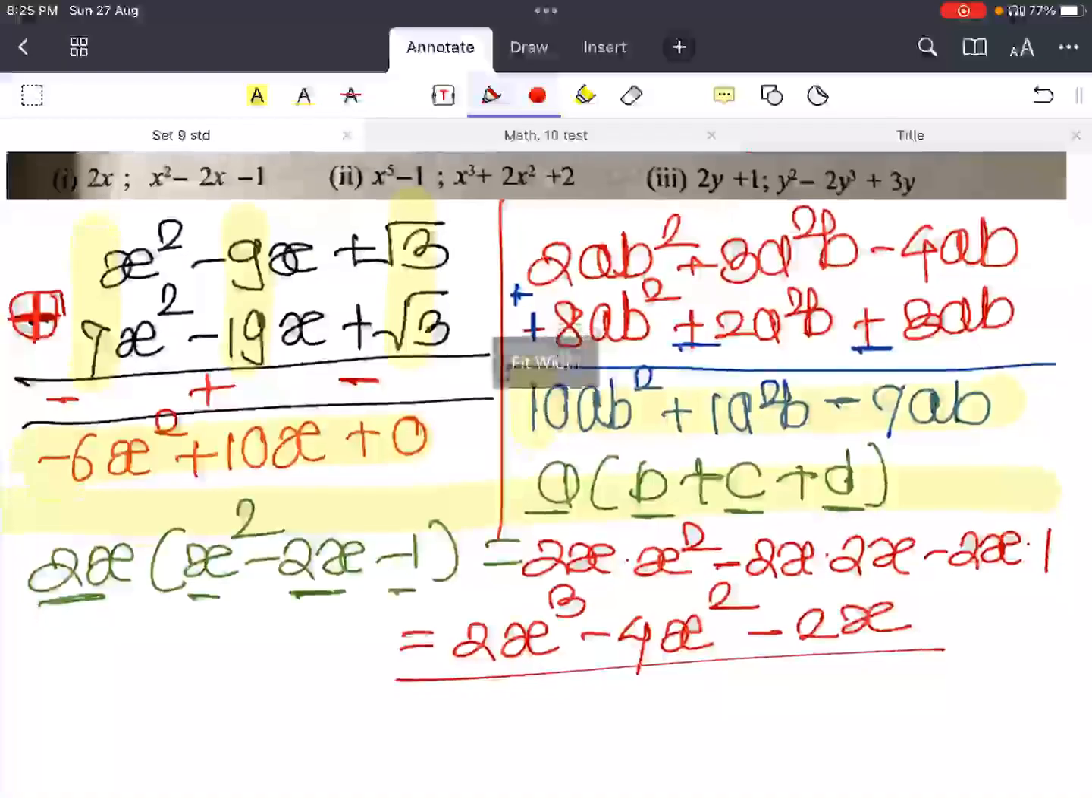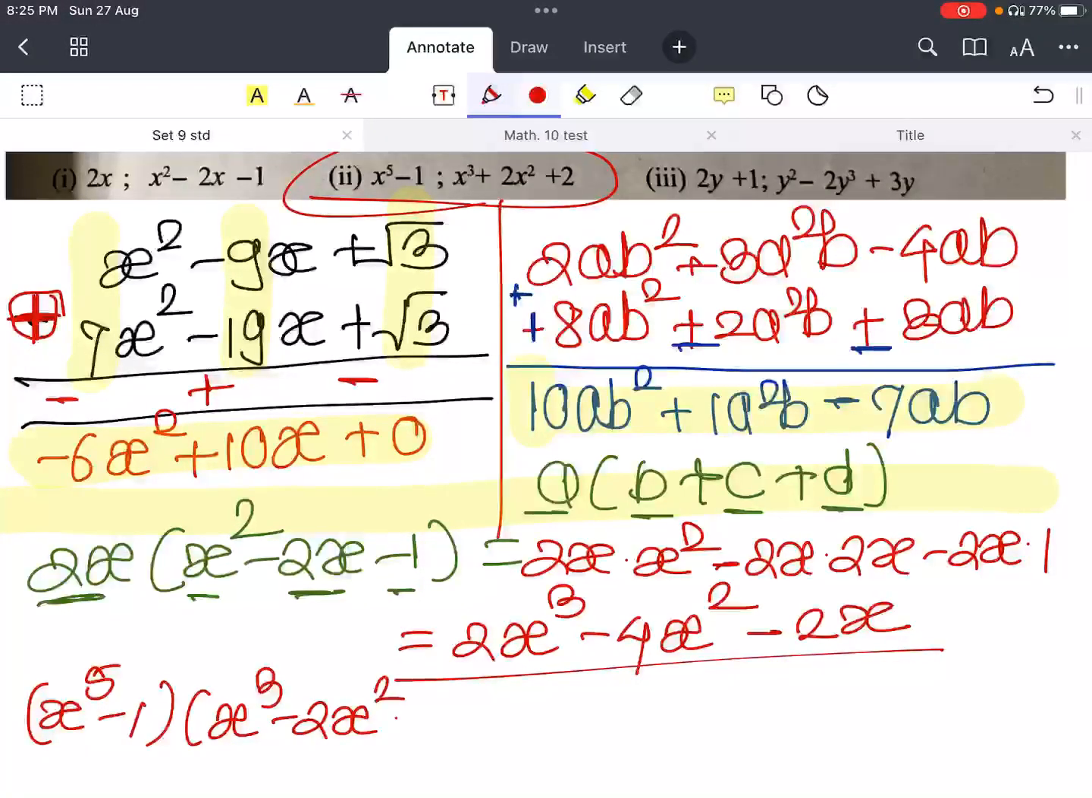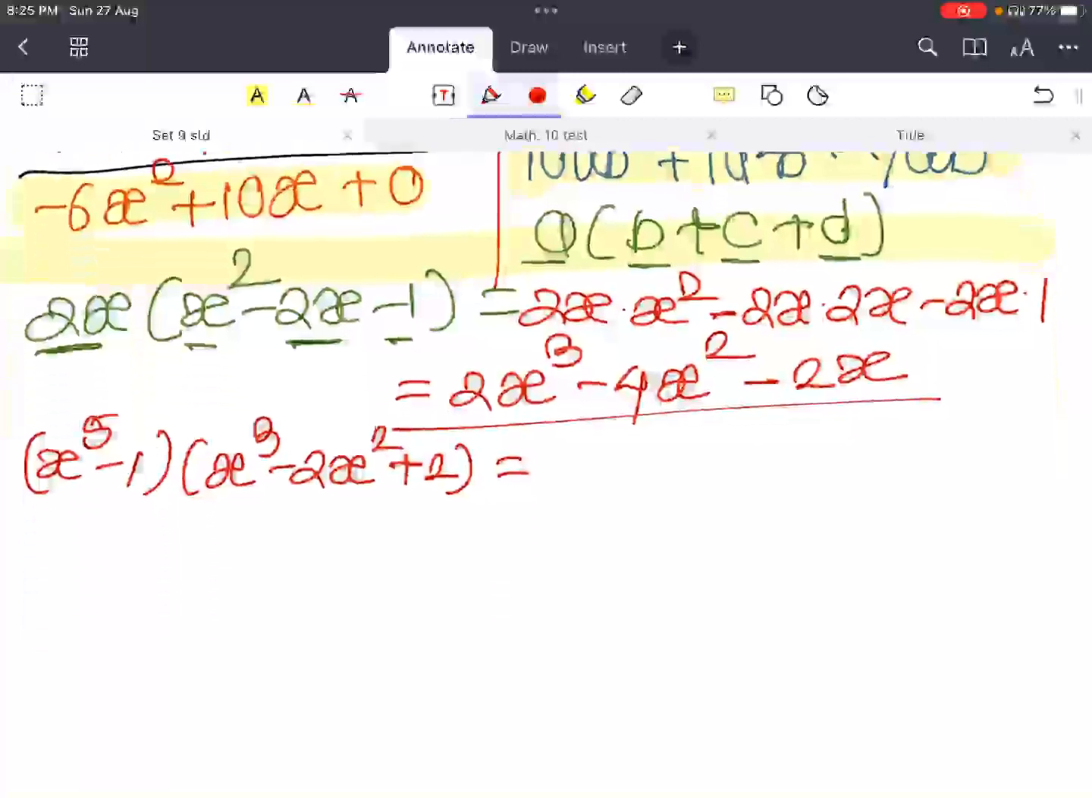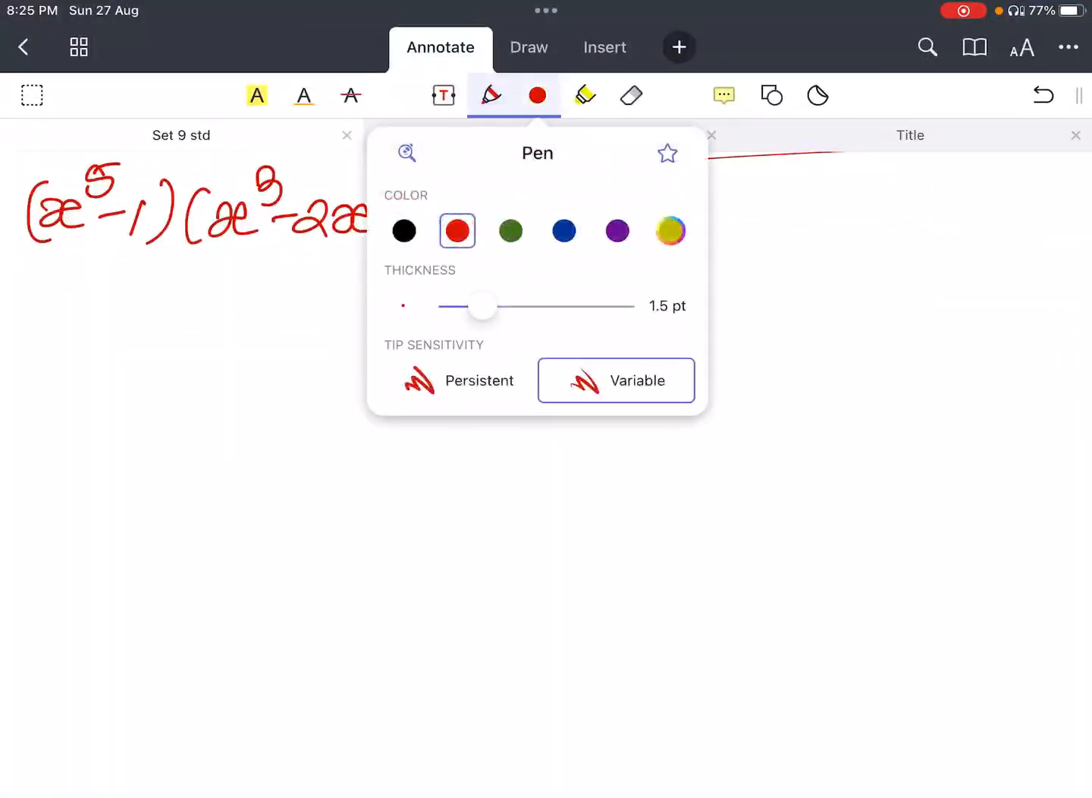Next question is like that: x raised to 5 minus 1 into bracket x cube minus 2x square plus 2. This is your question, and we have to solve this. So this is our target.